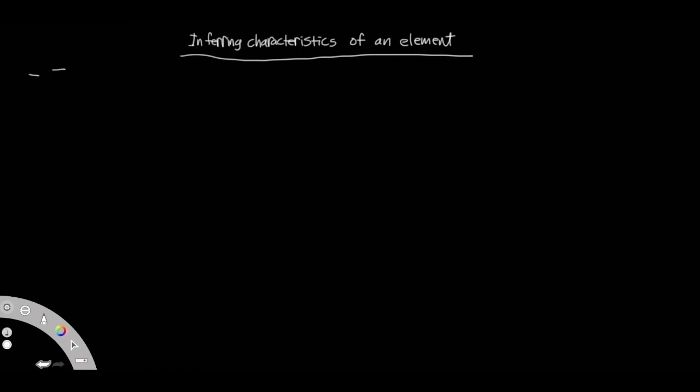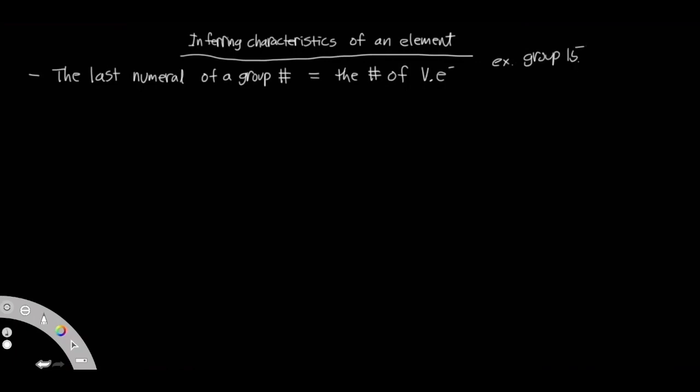The first one is that the last numeral of a group number equals the number of valence electrons. This VE stands for valence electrons. So let's say, for example, we have group 15. The last number would be 5, so this has 5 valence electrons. All right, that's the first rule.